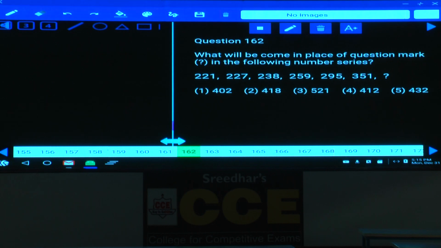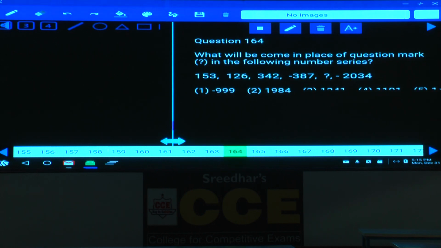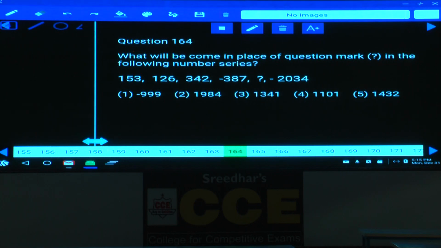Now in this 164: 153, 126. Tell me what is the difference here? The difference between these two numbers is minus 27. Next one, 126 and 342. What is the difference here? The difference between these two numbers is 216.